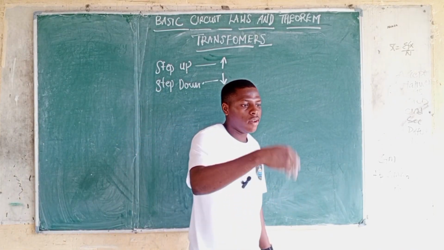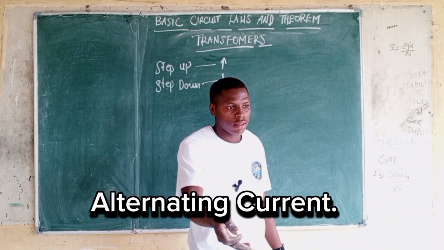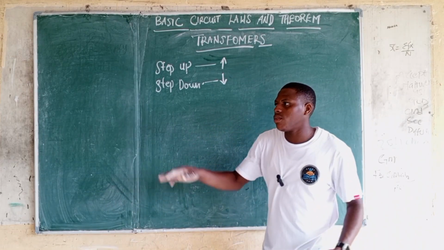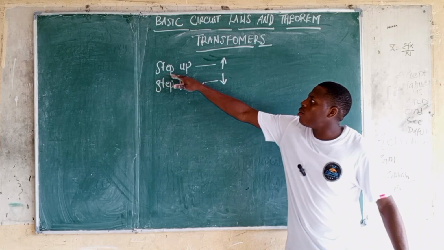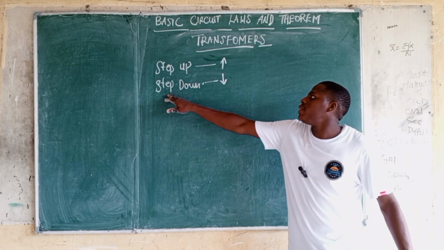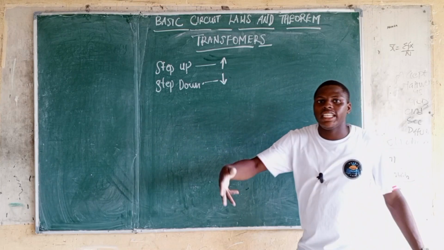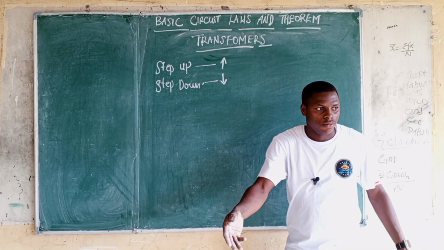What is the AC there? Alternating current. So a transformer is that device that either steps up, increases, or steps down, decreases an AC voltage source.